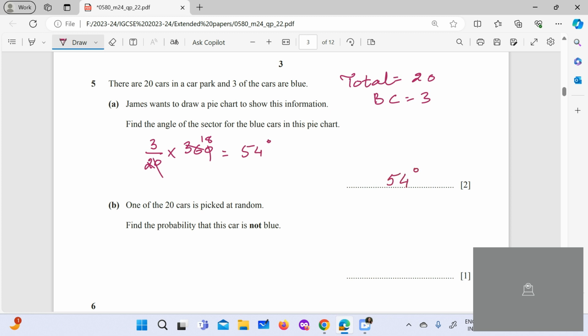Yeah. Next, one of the 20 cars is picked at random. Find the probability that this car is not blue. So, not blue. We have to find the probability of not blue. So, probability of not blue will be 1 minus probability of blue car. So, probability of blue car is 3 over 20. Okay, so we get this as 17 over 20. I hope this is clear to everyone.